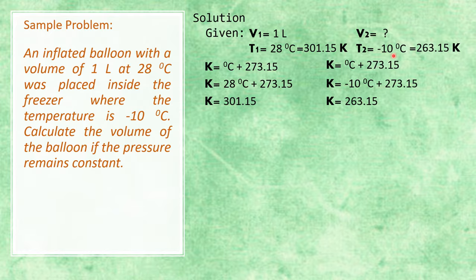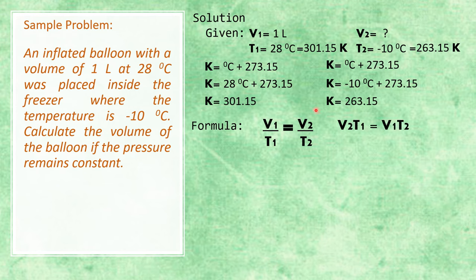Ngayong na-convert na natin ang final temperature, proceed na tayo sa next step. Formula natin, again, initial volume over initial temperature is equal to final volume over final temperature. Dahil nga ang unknown natin ay ang final volume, kailangan nating i-cross multiply. Pagsamahin natin ang dalawang ito. Final volume times initial temperature.